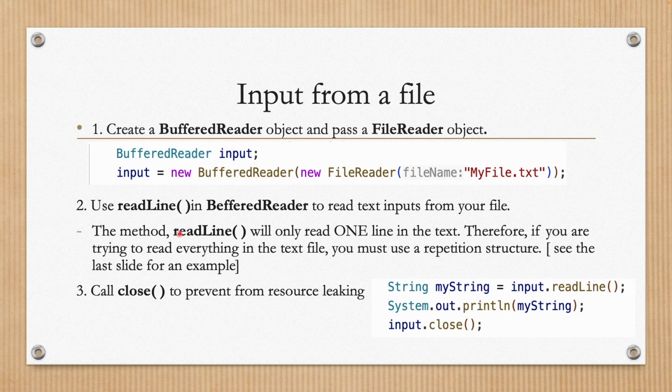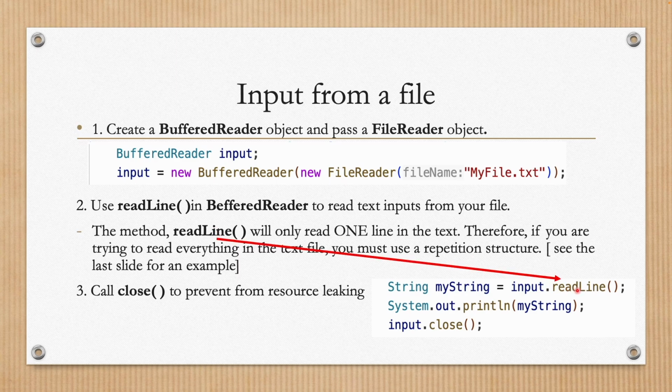Something that you need to understand is that this method will only read one line in the text file. Therefore, if you're trying to read everything in a text file which has more than one line, you've got to keep on calling this method until you read the last line of the text file. So we're going to be using a repetition structure for that. When you call readLine, it will read the first line. And when you call readLine again, it's going to read the second line of the text. I'll show you an example of this.